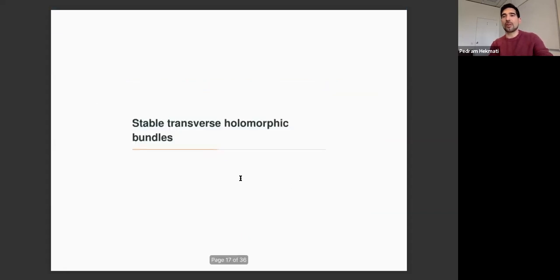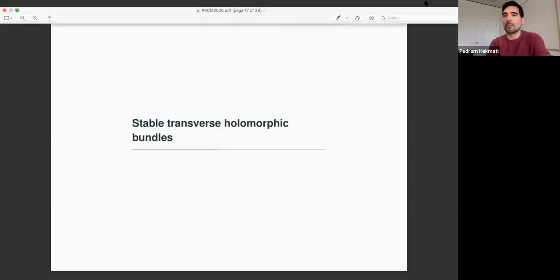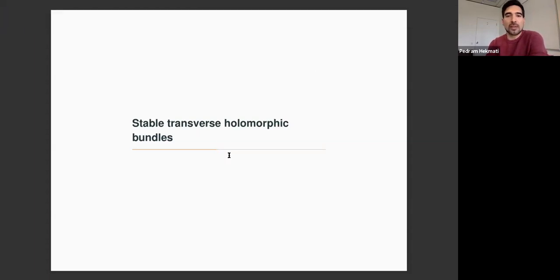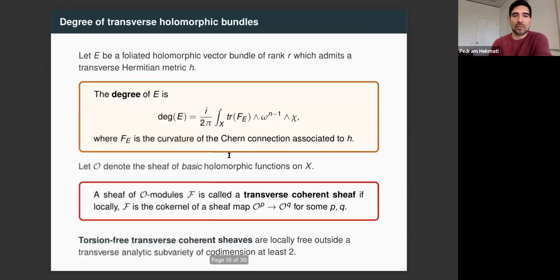All right, so this takes care of one side of the Hitchin-Kobayashi correspondence. The other side is the notion of stability for our holomorphic bundles, transverse holomorphic bundles. So this is where we will need the manifold to be Gauduchon.